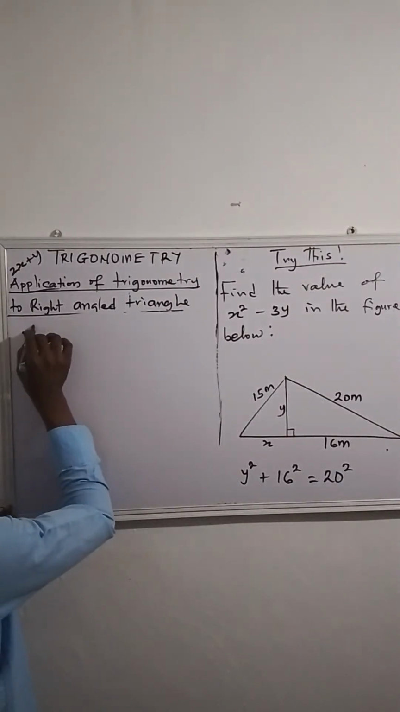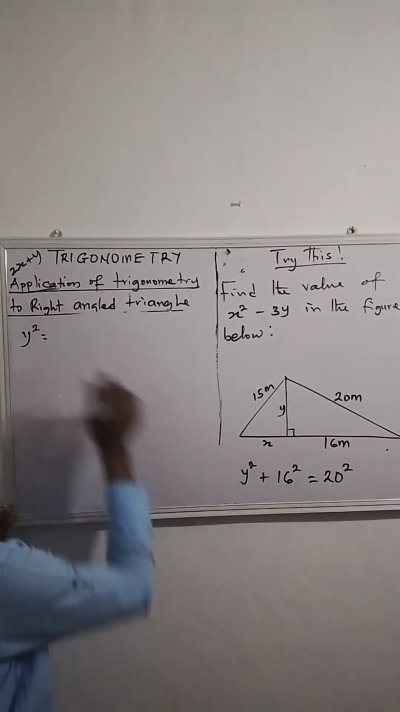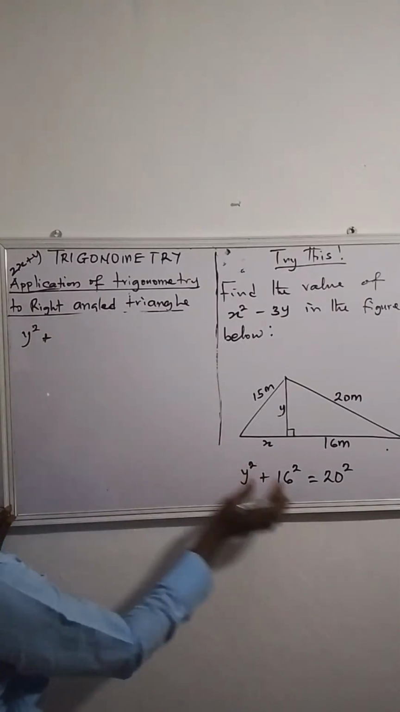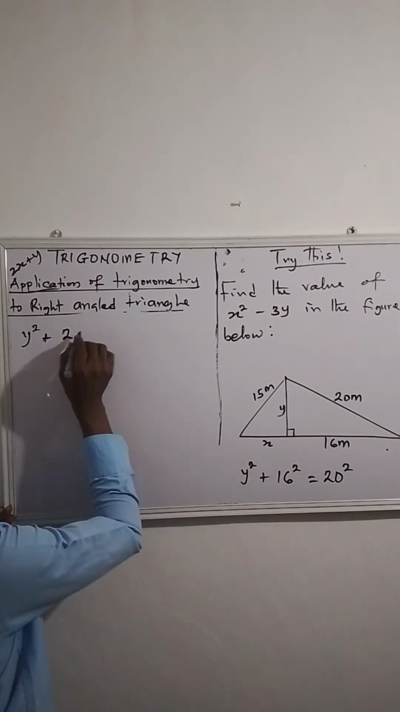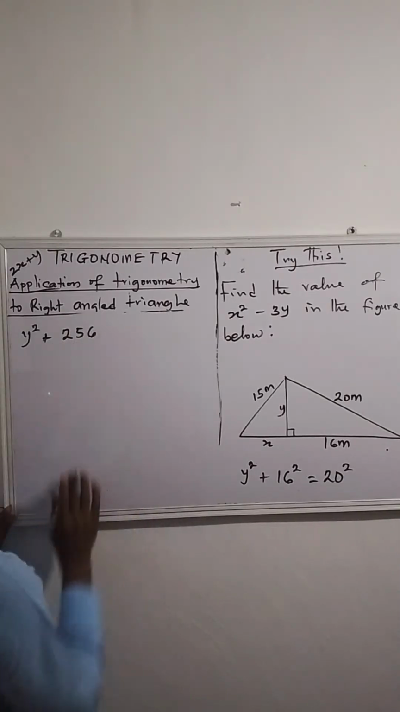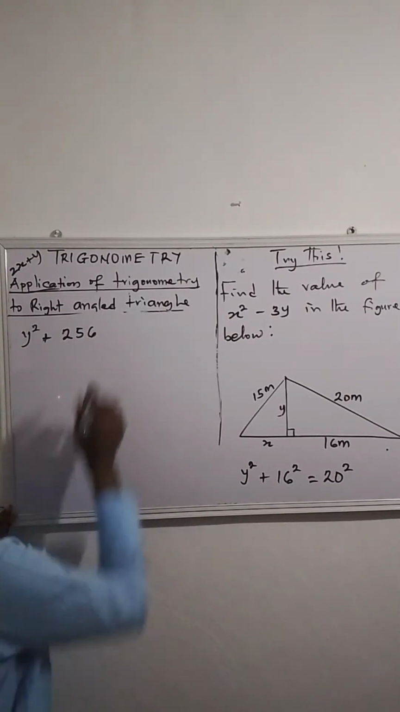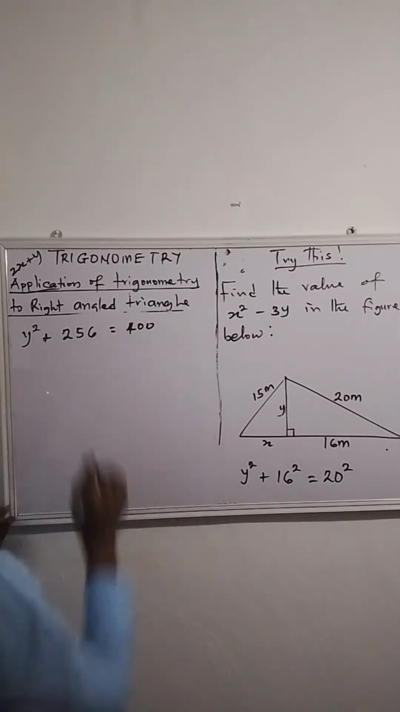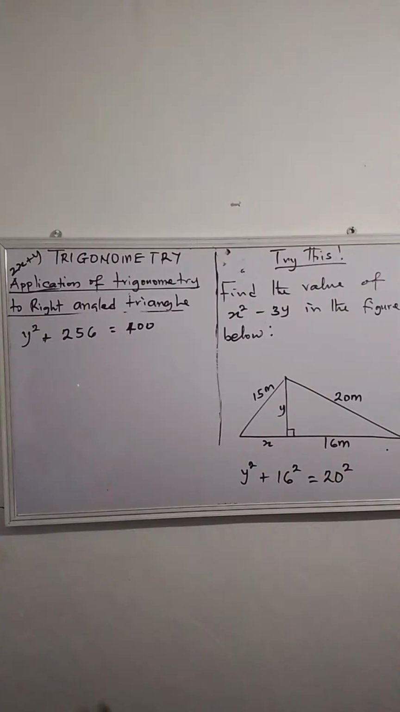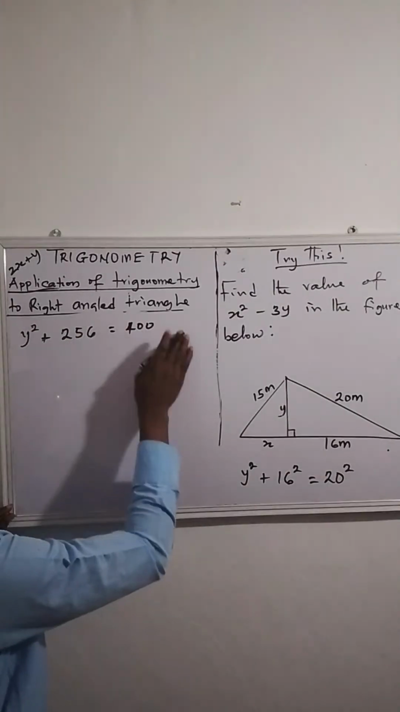We have y squared equals... So what's going to be the square of this, or plus? Sorry, plus. When you square this, what do you have? That's 256. All right, I hope that is correct. Equals 400. Okay, so we can move this to this side.